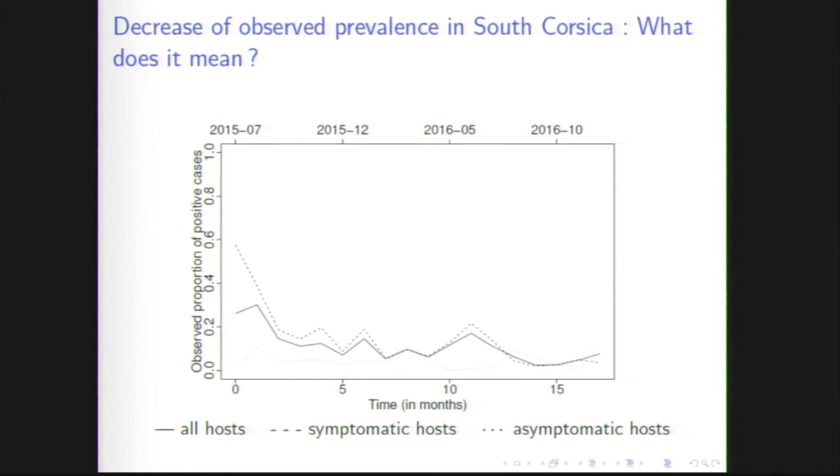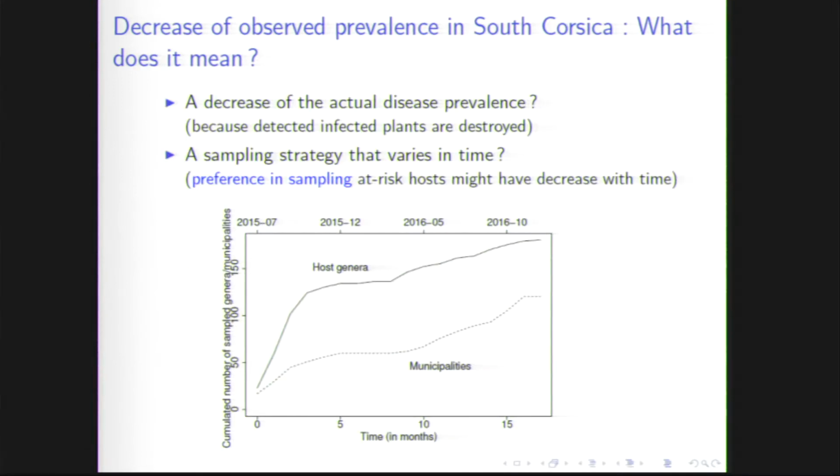So if we look at the dynamics of the detection, here you have the raw data, and you have, with the solid line, the percentage of positive cases across time. You see a decrease, which is even more visible for symptomatic plants. But what does this decrease mean? It could be a decrease of the actual disease prevalence in the overall host population, because detected infected plants are destroyed. But it could also be the signature of a sampling strategy that varies in time.